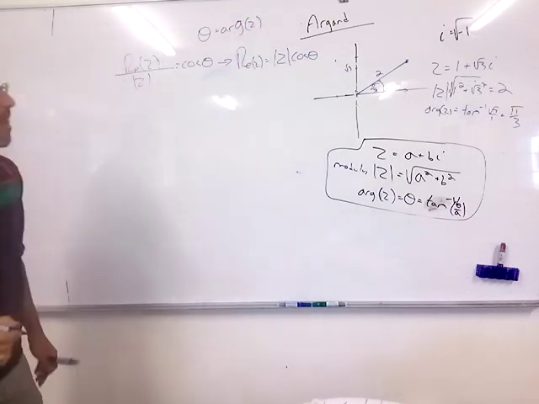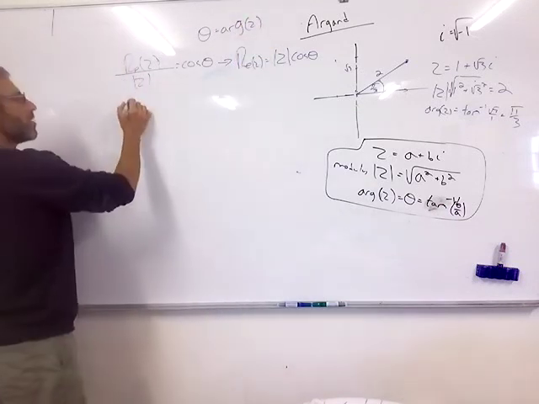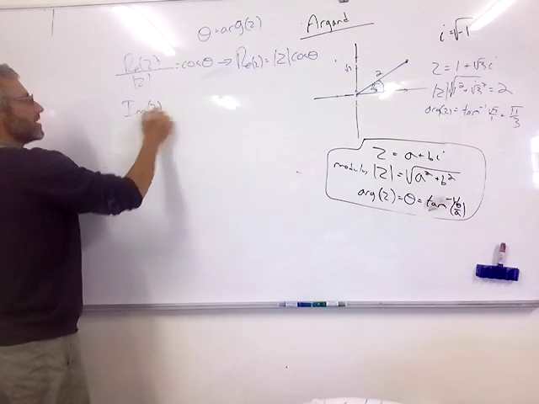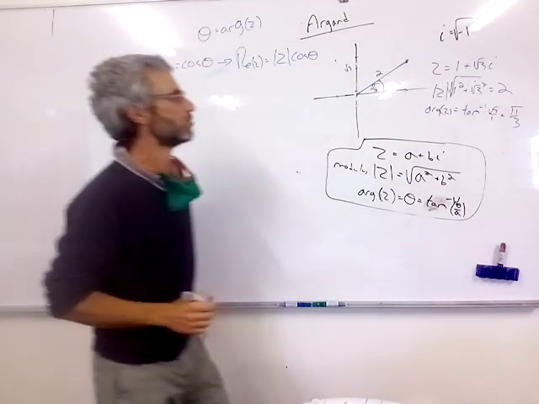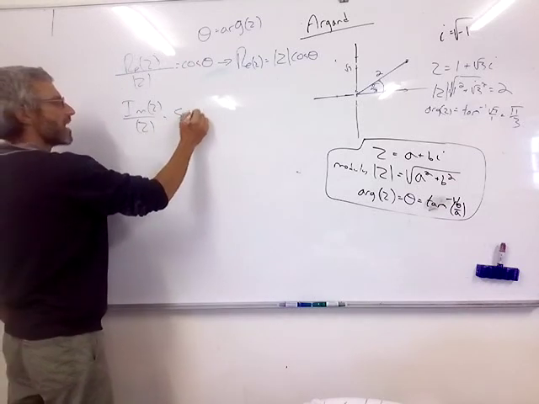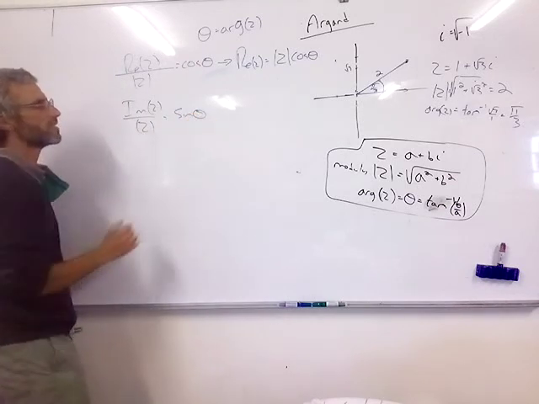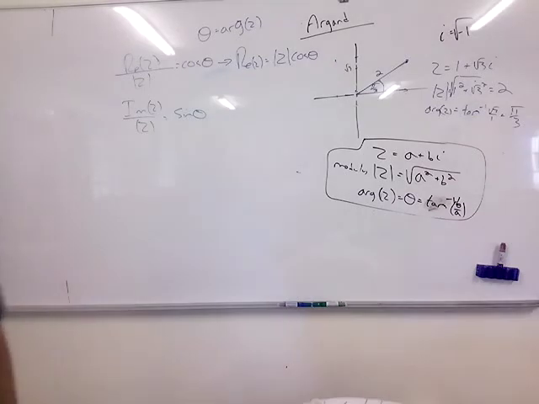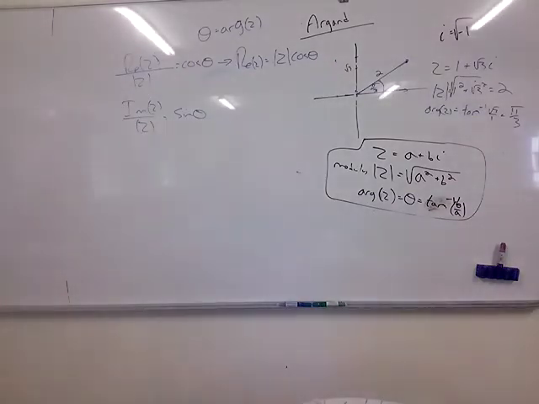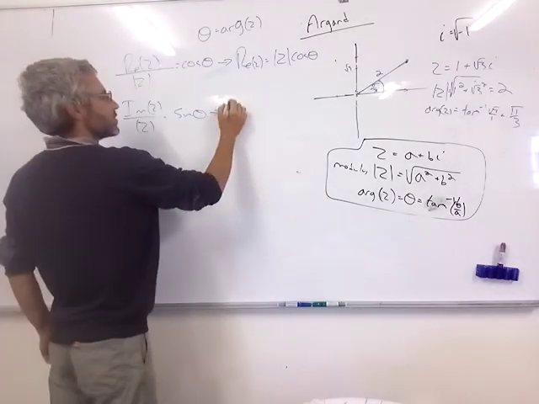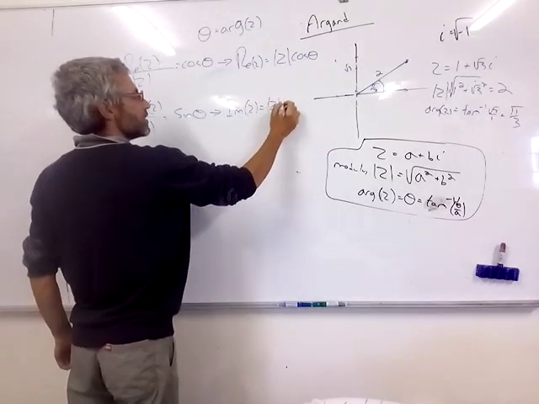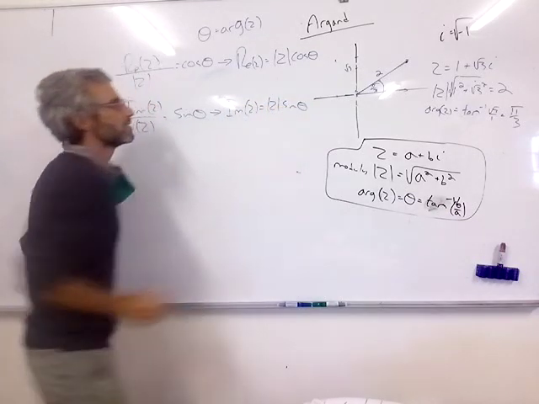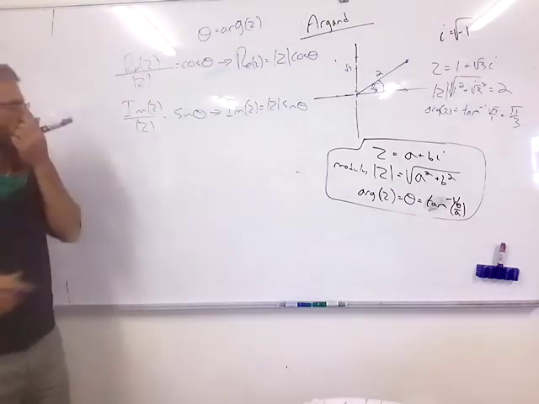And in the same way, if I want to know the imaginary part of z, what will the imaginary part divided by the modulus be? That will be sine theta. Again, theta is arg z. So that tells you that the imaginary part of z is equal to the modulus of z times sine theta. So that's two equations that are worthwhile remembering.